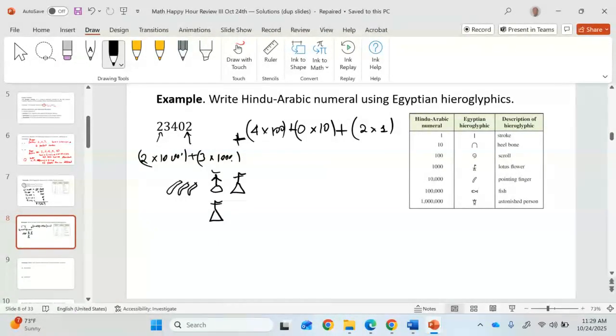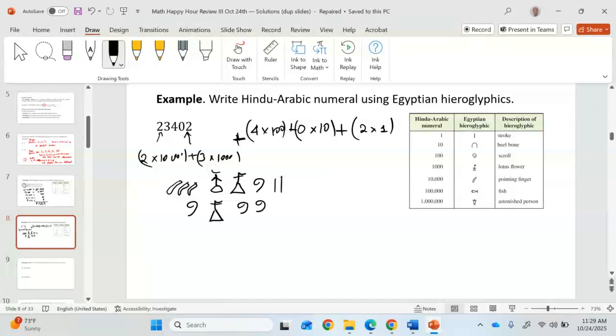And then 4 of the hundreds, which is scrolls. So I could put the scrolls anywhere, as long as I have 4. I could put 1 over here, and that's still part of the number. Then the number would be translated correctly. 0 of the tens, so I don't put any heel bones, and 2 of the ones, so I put 2 strokes, 2 vertical strokes.